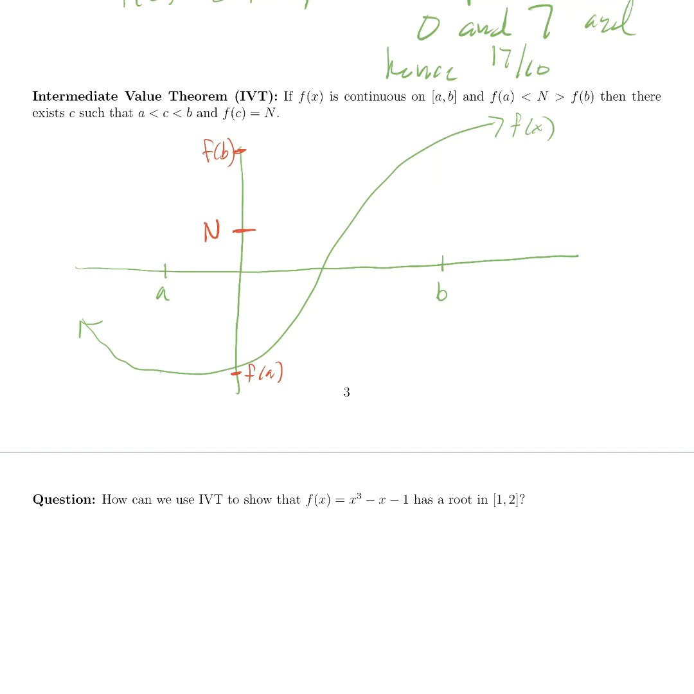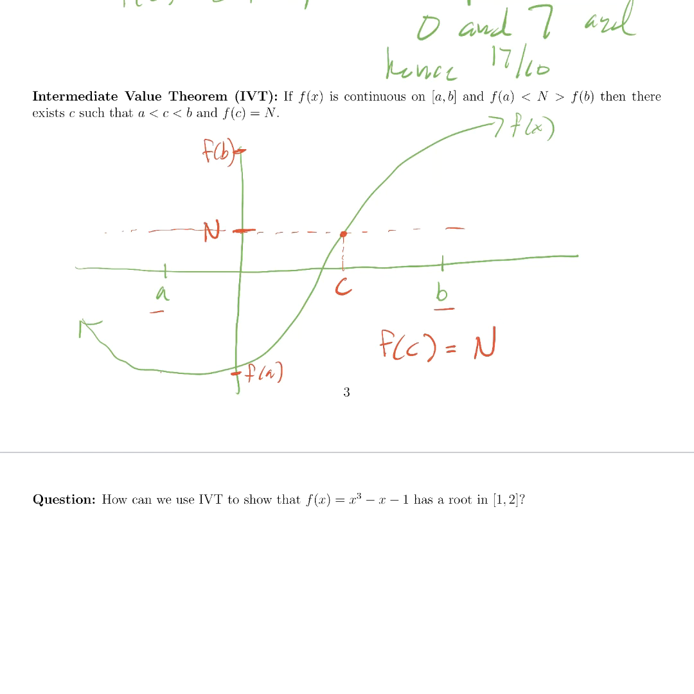How would we find that value c? We'd draw a horizontal line at n. We'd see where that hits the function. We'd go down to the x-axis, and there is our point c. It lives between a and b, and the output of the function f(c) is n. Okay, this is the intermediate value theorem.